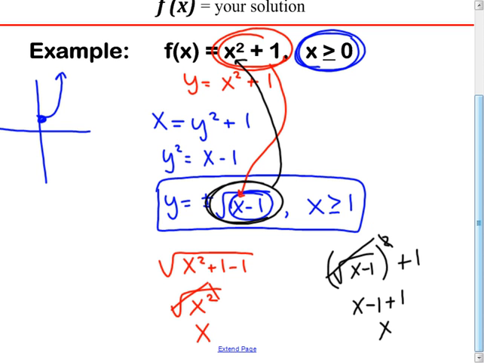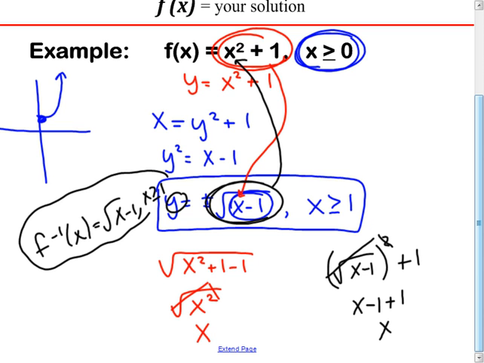And so they both come out to be x, and it is possible then for them to be inverses. And again, instead of calling this y right here, this is the inverse. So you should actually call this f negative 1 of x equals the square root of x minus 1, but x has to be greater than or equal to 1. Sometimes you have to put some restrictions on there because you can't plug in negative values underneath the square root.